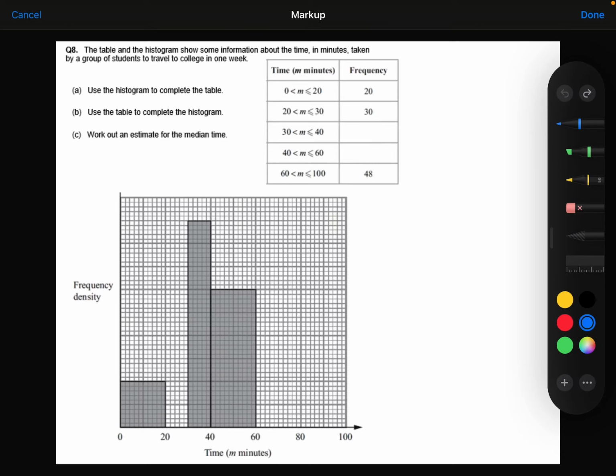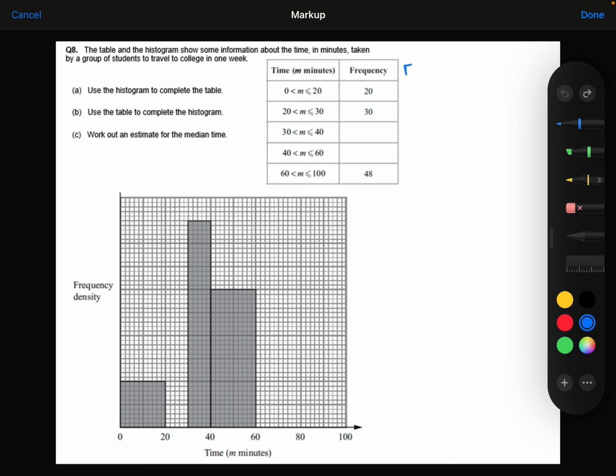The table and the histogram show information about the time in minutes taken by a group of students to travel to college in a week. We need to use the histogram to complete the table and the table to complete the histogram. And then we'll worry about part C in a minute.